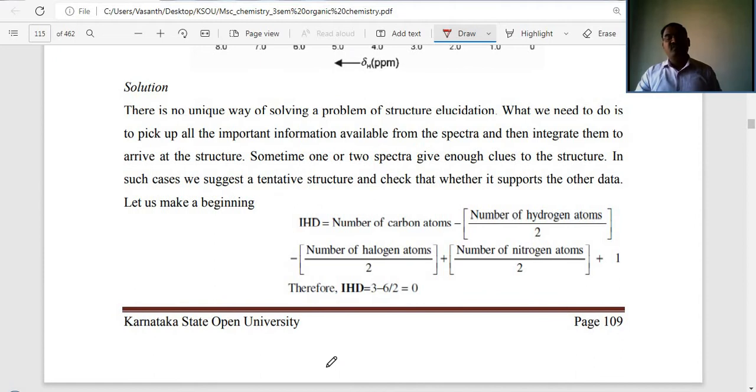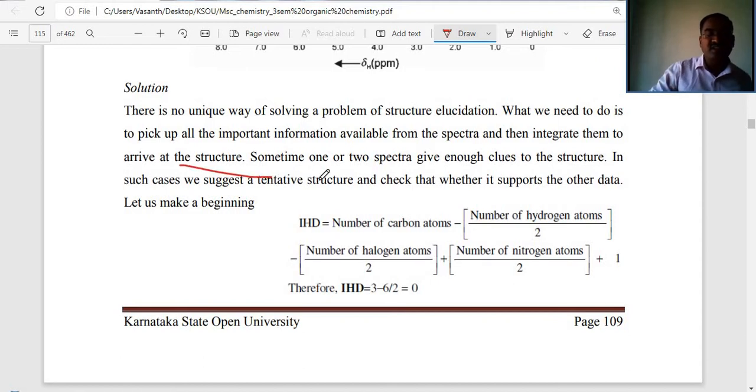Solution. There is no unique way of solving a problem of structure elucidation. What we need to do is pick up all the important information available from the spectra and then integrate them to arrive at the structure. Sometimes one or two spectra give enough clues to the structure. In such cases, we suggest a tentative structure and check whether it supports the other data.